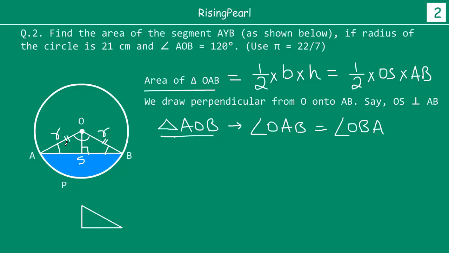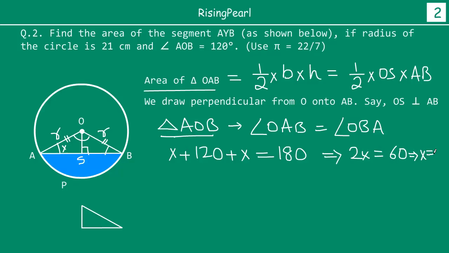So if I assume this angle to be, let's say, x, what we have is x plus 120 degrees, which is this angle, plus x, the sum of three angles, should be equal to 180 degrees. So from here what we find out is 2x equals 180 minus 120, which is 60. Or we find that x equals 60 by 2, or 30 degrees. So in other words, each of these angles is 30 degrees.